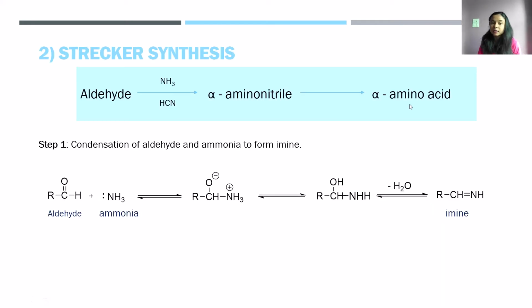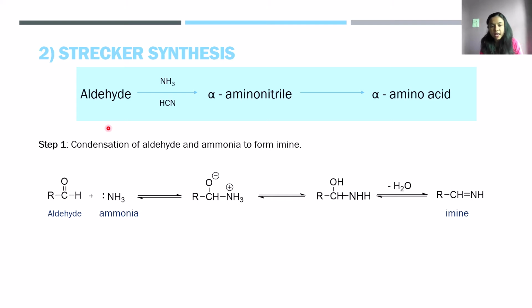Let's see how we can prepare alpha amino acid through a second method, which is the Strecker synthesis. Seeing the basic reaction, if we add ammonia and HCN to an aldehyde, first of all, we'll get alpha aminonitrile, and when we process it further, we'll see that we can prepare alpha amino acid.